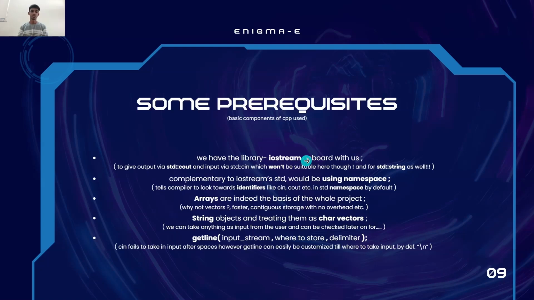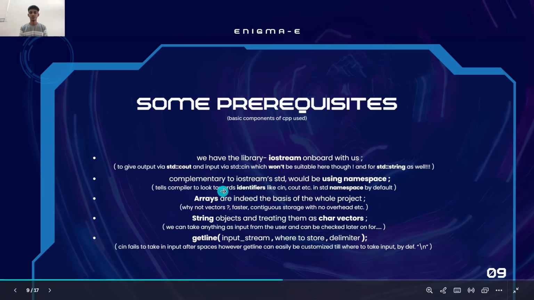So we have the library iostream on board with us. Basically, it is for the output and input, which is going to be cout and cin. But we are not going to use cin because of some issues that I will be discussing. The string object, which we are using from std, with the scope resolution operator, std::string, is going to be very important. And complementary to iostream, we are going to use using namespace std. A namespace is nothing but a way to give a name to a bunch of code, or a lot of variables and code introduced in it. And identifiers are the names of objects, which might be variables or function names inside the namespace.